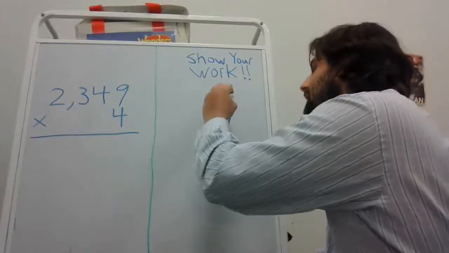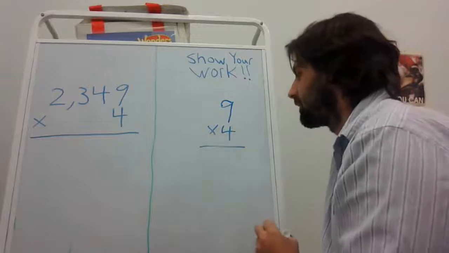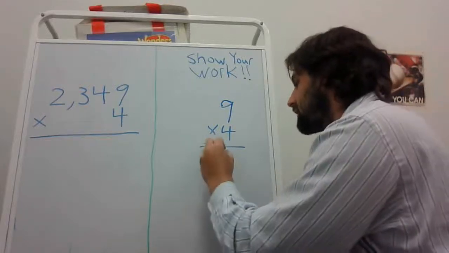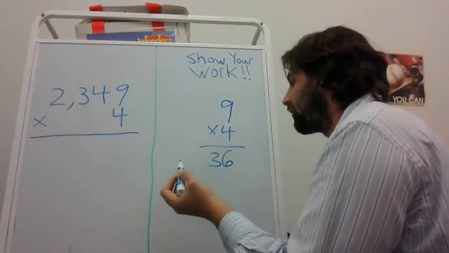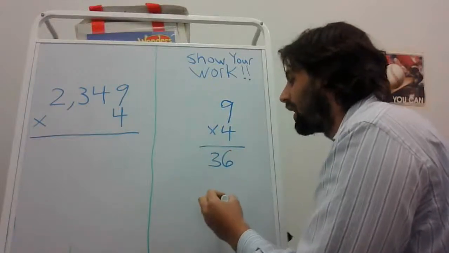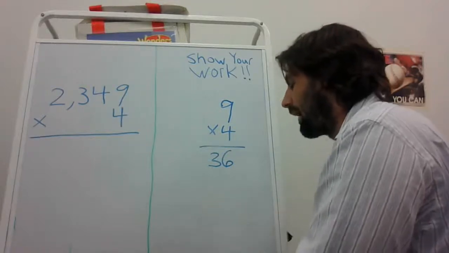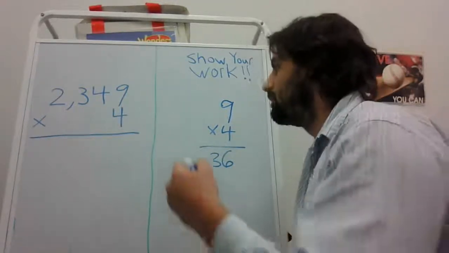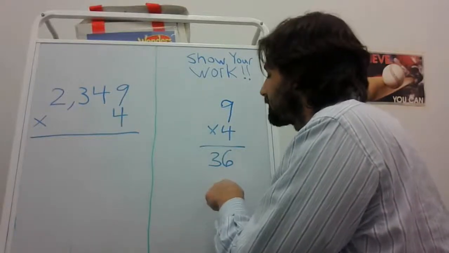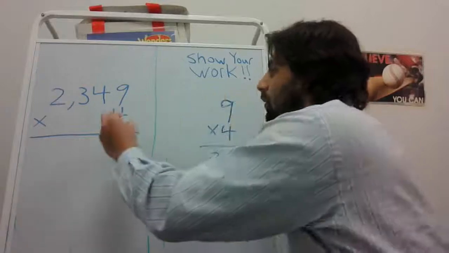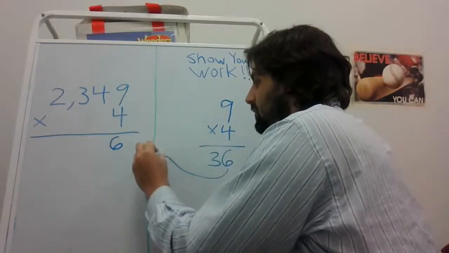So 9 times 4 equals 36. This is a lot easier if you know the math off the top of your head. If you don't know the math off the top of your head, you can draw 9 rows of 4 and then count the total amount. But 9 times 4 equals 36. So the 6 is going to go in the ones place.